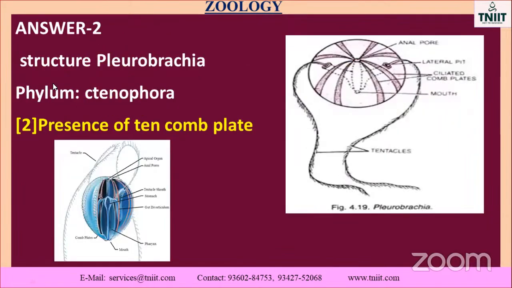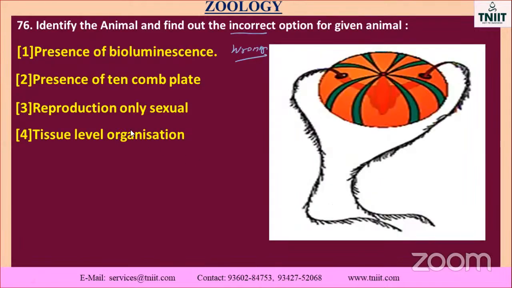You can easily identify it. See the structure. Pleurobrachia is the name of the animal. This animal comes under the phylum Ctenophora. So what will the options be here? The presence of bioluminescence: yes, it has bioluminescent substances.